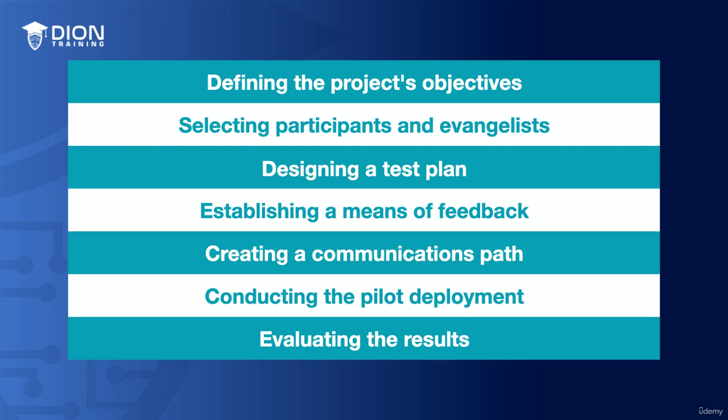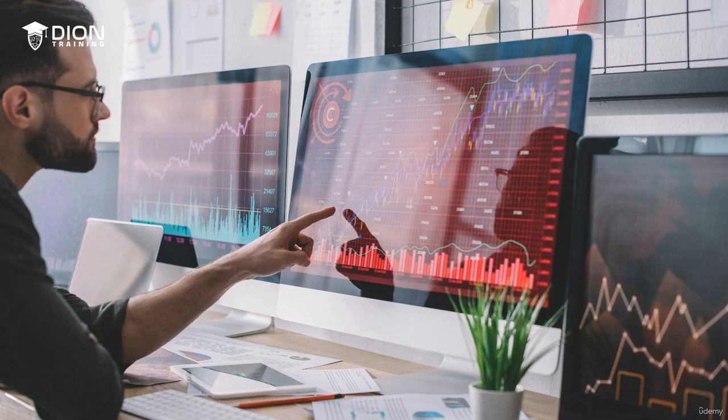Let's walk through each of these 7 steps of the pilot program and take a look at what it might look like. Step 1. Defining the project's objectives. Our company is going to set out clear goals for the pilot program, such as testing the system's scalability, security, and the ease of use.